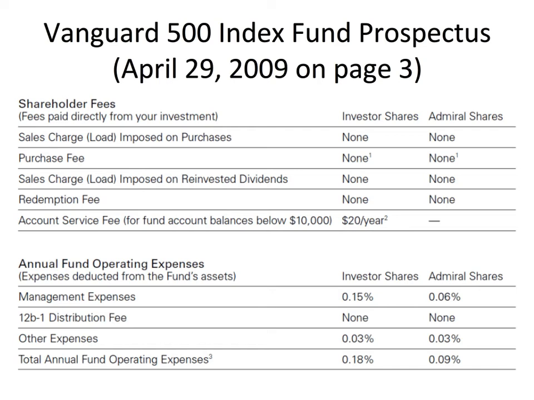500 index fund. Here we see the fees listed for investor shares and admiral shares, and investor and admiral shares differ somewhat. It's not important for this slide, but for this Vanguard 500 index fund, you can see that there's no sales charge, there's no purchase fee, and there is no redemption fee. There are estimates of annual fund operating expenses, 0.15% for management fee, none for 12B1 distribution, and 0.03% for other expenses, giving a total annual fund operating expense of 0.18%.